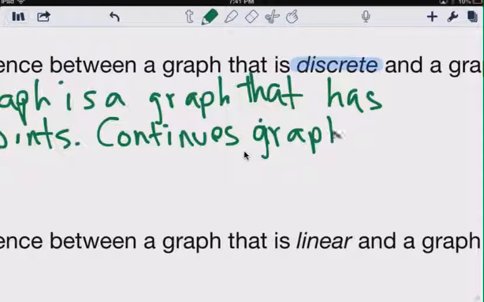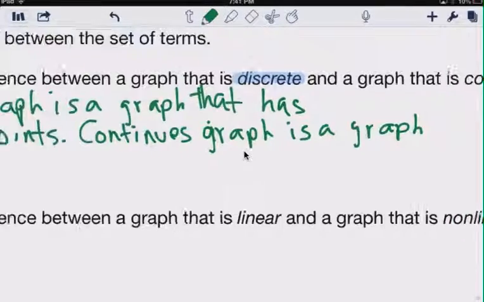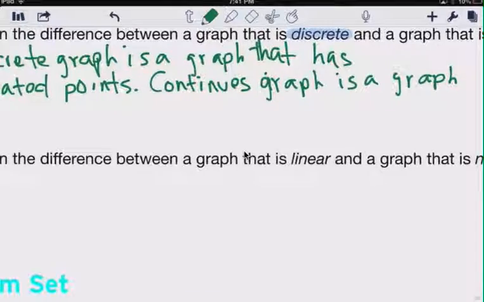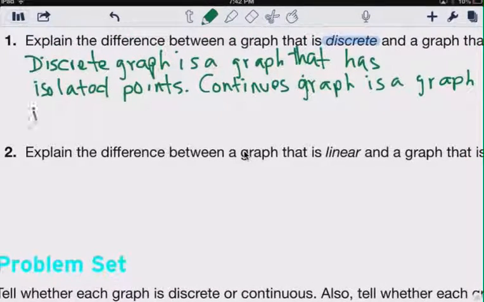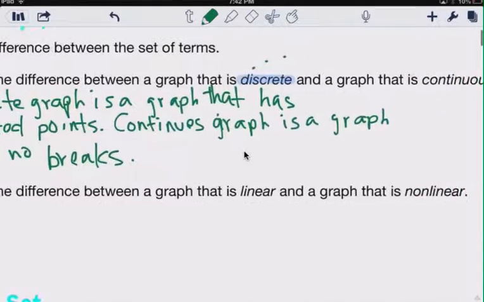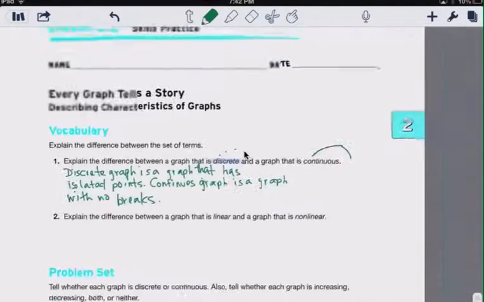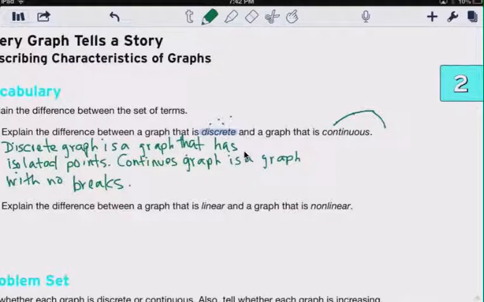I don't have an iPad pen, so it's hard. A continuous graph is a graph with no breaks. That is, discrete are just dots, like that, where a continuous graph is dots, but the lines are connected. It could be a parabola, V-shape, anything, but a discrete graph is just isolated points.